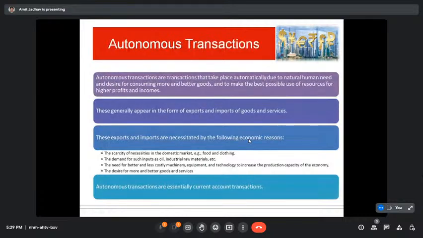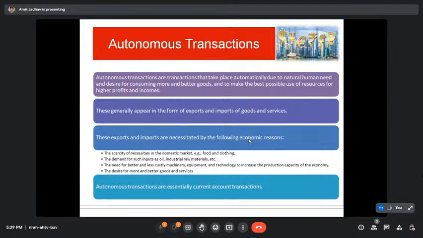Autonomous transactions are transactions that take place automatically due to natural human needs. There are some natural human needs, and to fulfill such needs these transactions have to take place, along with a desire for consuming more and better goods and making the best possible use of resources for higher profit and income. So autonomous transactions take place automatically due to the natural human need or desire for consuming more commodities or goods and to get more profit also.